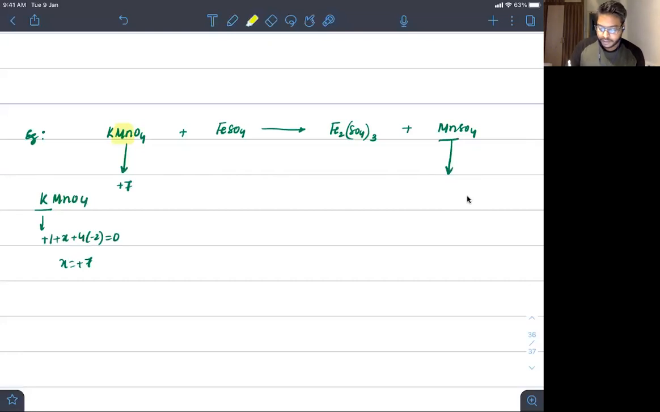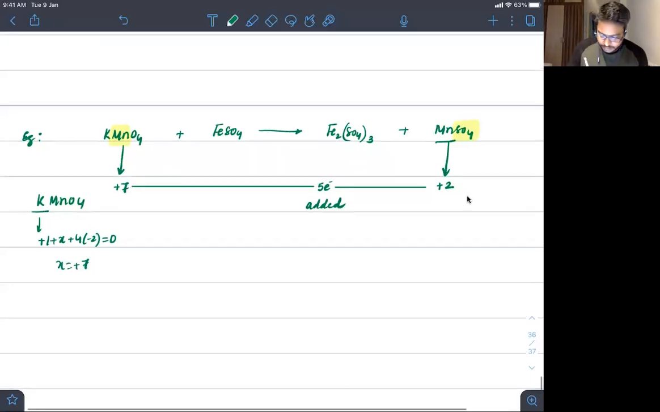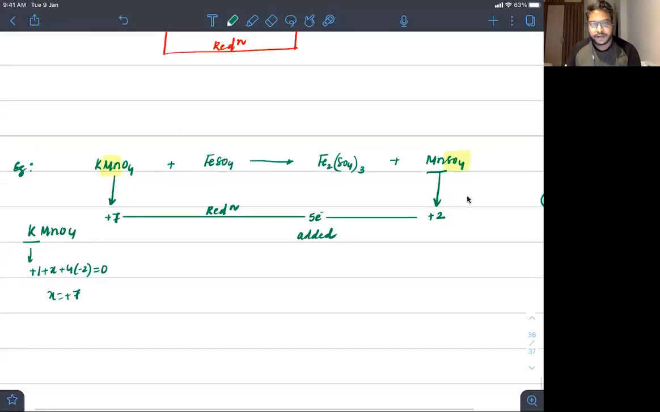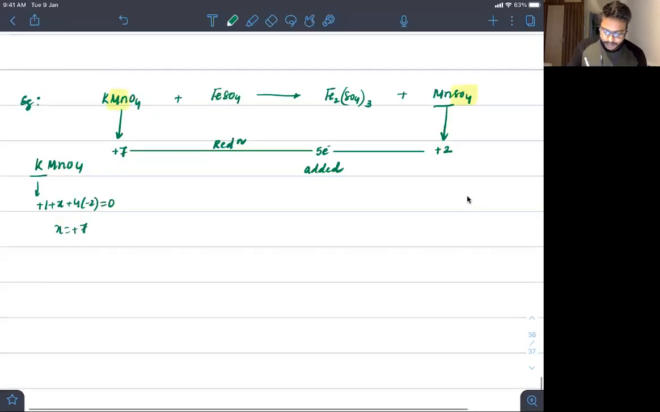Like I told you, you can take SO4 as 1 unit and SO4 is -2. If SO4 is -2, then Mn will be +2. So you can clearly make out from +7 to +2, there are 5 electrons being added. If this is added, then only we will get +2. Addition of electrons is reduction. So KMnO4 underwent reduction.